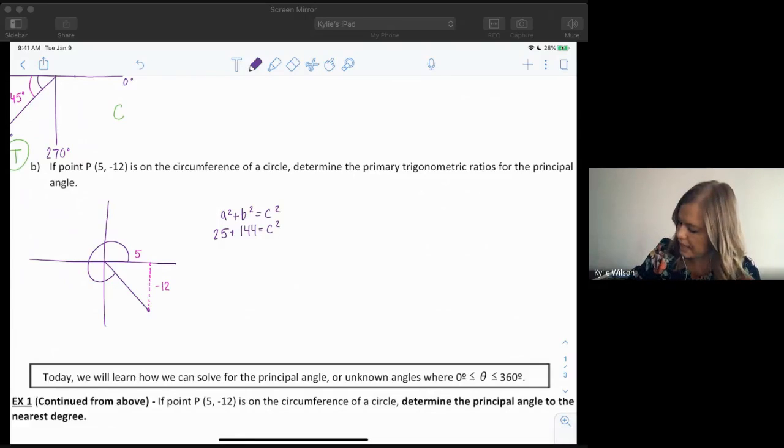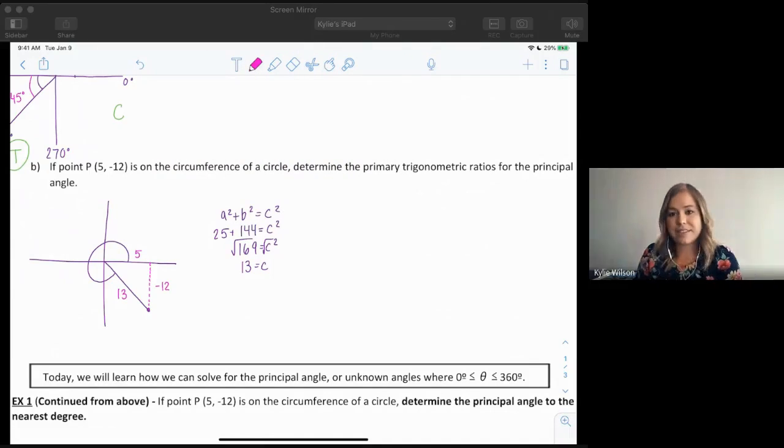So then we'll get 169 equals c squared. And I just want c, so I square root both sides. And I'll get 13 equals c. So on my triangle there, I have 13 right there.